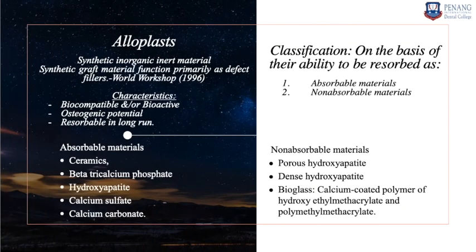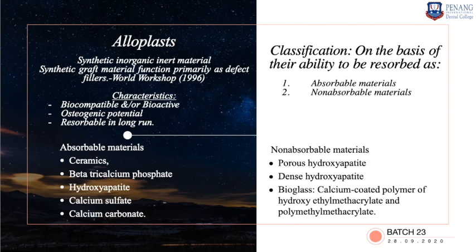The fourth type of graft material is alloplast. Alloplasts are synthetic inorganic inert materials which can be used as a substitute for the bone graft. These materials should be biocompatible and bioactive, should have an osteogenic potential, and should be resorbable in the long run. So basically these materials should resorb and replace the bone there. That is the main idea of using these materials.